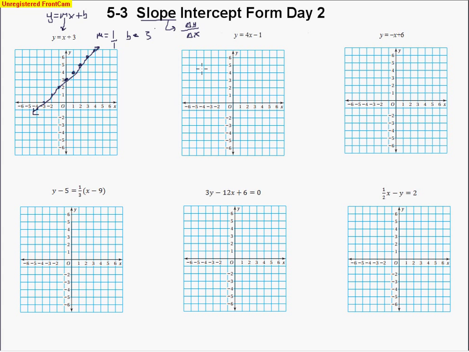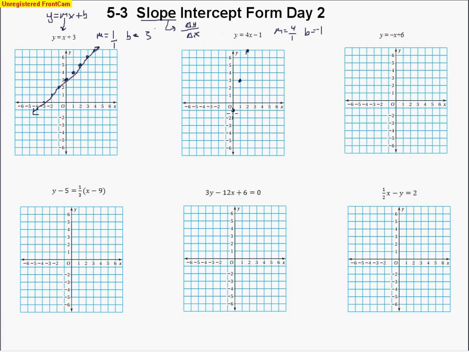So the next one, I see y equals 4x minus 1. The slope of the line is 4, and I'm going to write that as a fraction, 4 over 1. The y-intercept is negative 1, and I'm going to start at that point. Once I put that point in there, I use the slope. Again, it's 4 over 1, so I go up 4 spaces from that point. So up 1, 2, 3, 4, and then over 1 to the right.